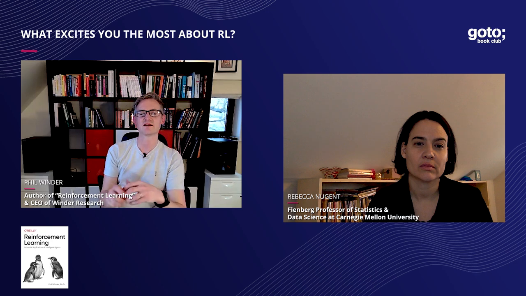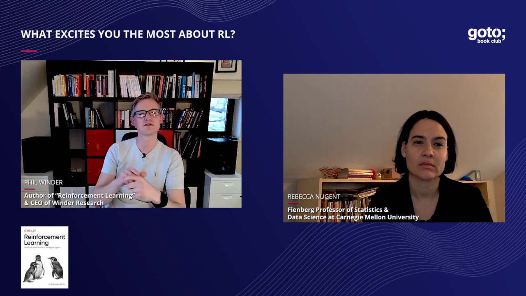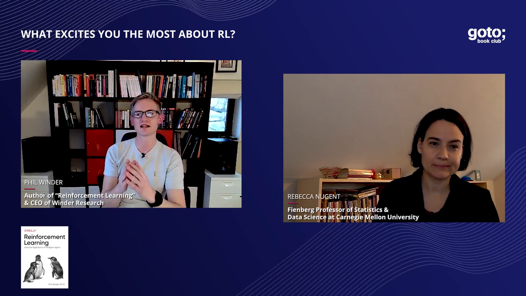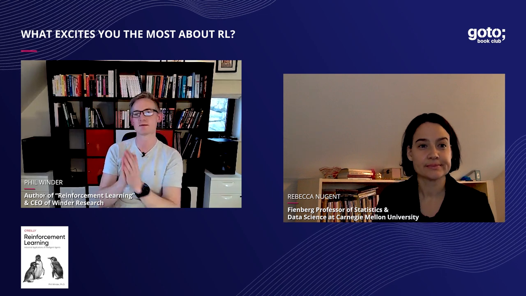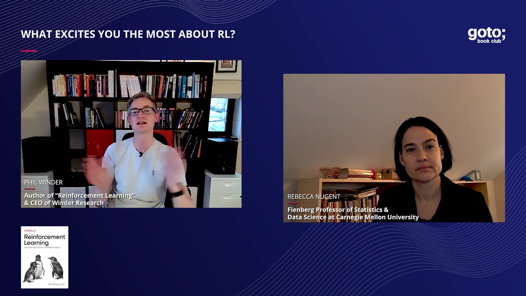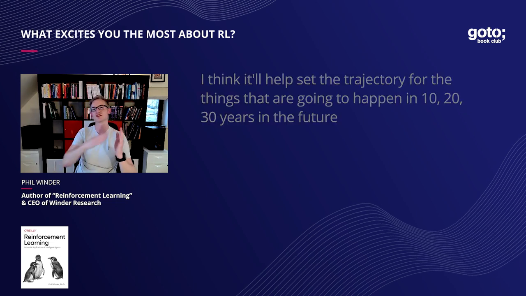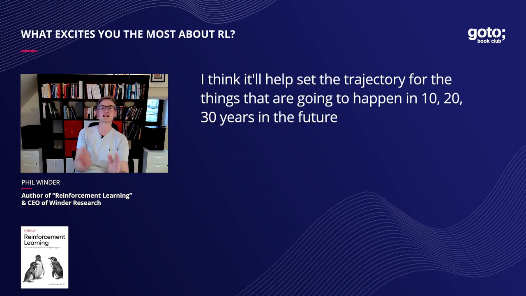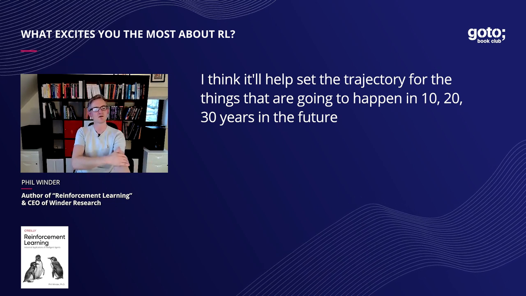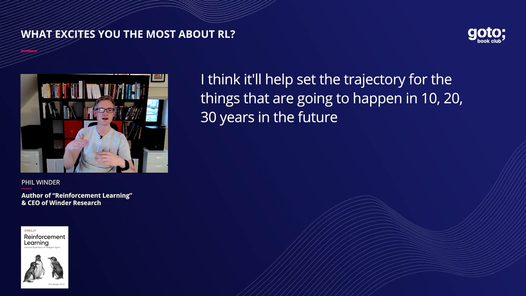And I feel like it sets a really strong, reliable and robust baseline for the future to continue on that trajectory. So I think reinforcement learning is interesting and important for maybe the next 2, 3 to 5 to 10 years. In industry, it'll be useful. But actually, I think it'll help set the trajectory for the things that are going to happen in 10, 20, 30 years in the future. And I can only imagine what kind of breakthroughs they're going to be, but I feel like it's going to be on the same sort of trajectory.